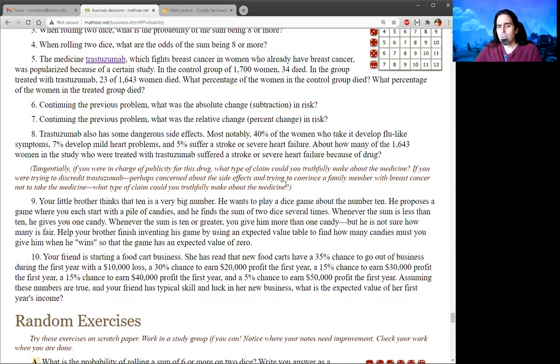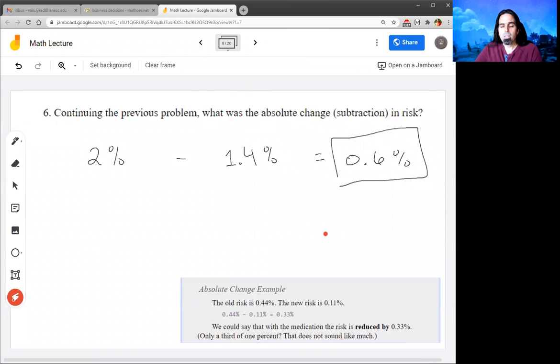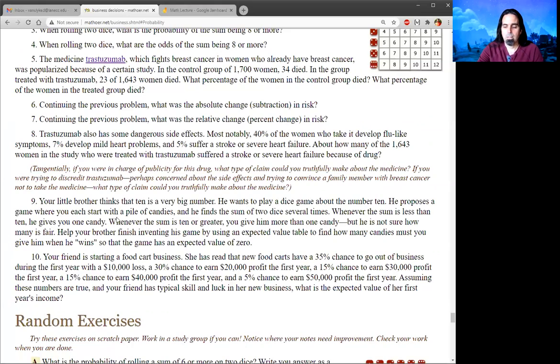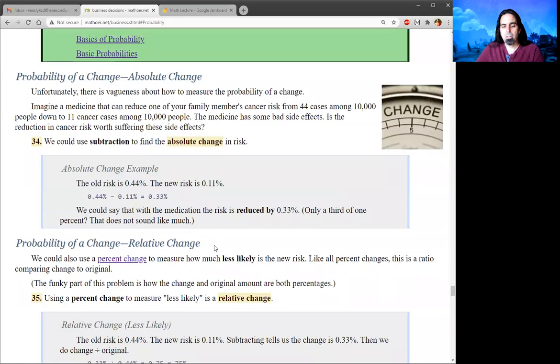If you were trying to convince a family member not to take the medicine, maybe because they hadn't been diagnosed with cancer yet, then you could say, the absolute change says in the general population, it's only about 0.5% that it would make a difference. That's a lot smaller than these bad side effects. So be careful when you have absolute and relative change. They are tricky, they appear in real life, and don't be gullible.